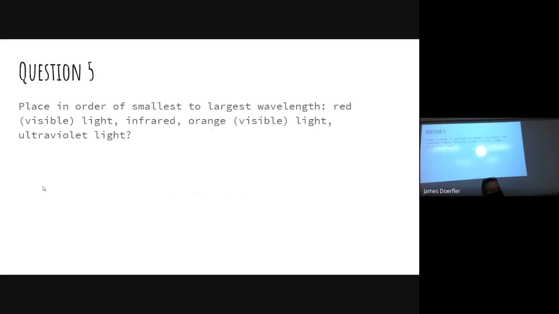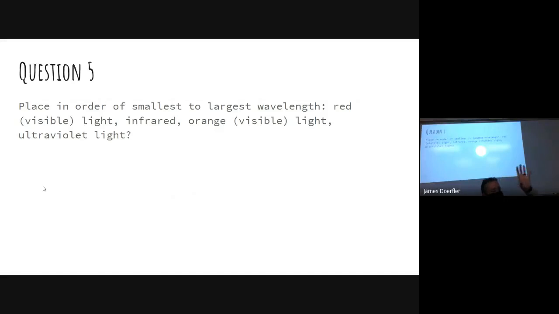Question 5. Place in order of smallest to largest wavelength. Again, if you need to, go back and listen to the electromagnetic spectrum song. Think about the chorus portion of that song. So you have red visible light, infrared, orange visible light, and ultraviolet. We have a couple from the visible light spectrum, and 2 that are outside of that visible light spectrum. Again, it's in order of smallest to largest wavelength.